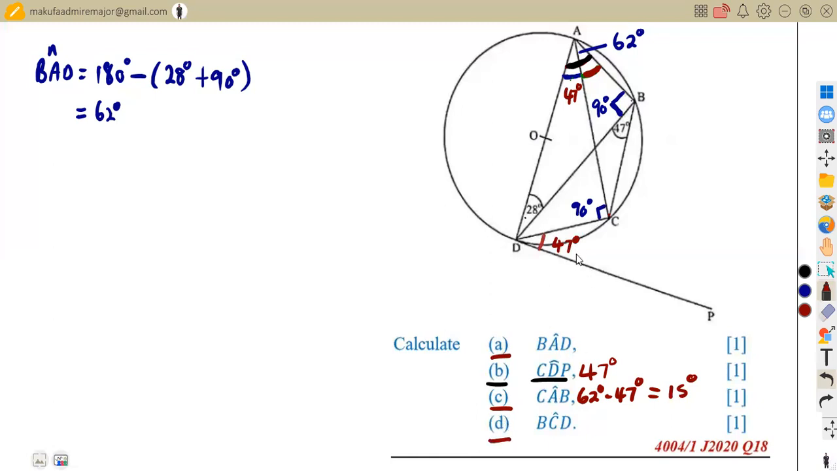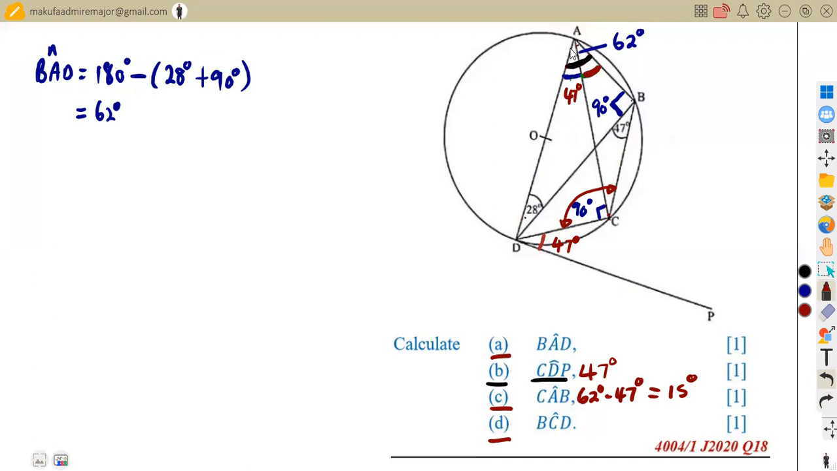Then we move on to B, C to D. Take note, they want us to find the whole of this angle here, the whole of this angle BCD. Remember, we have the whole of the angle at A, which is 62, and like I said before, this is a cyclic part. Since all the vertices are on the circumference of a circle, we're referring to a cyclic quadrilateral, whereby in a cyclic quadrilateral, opposite angles add up to 180.